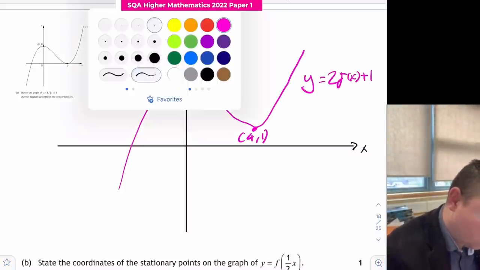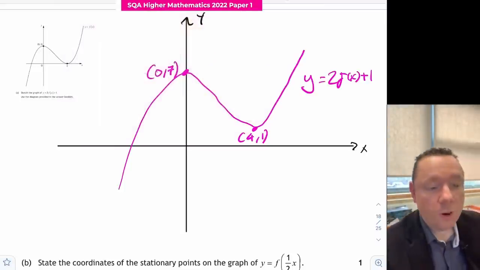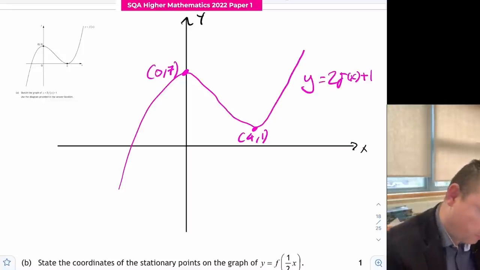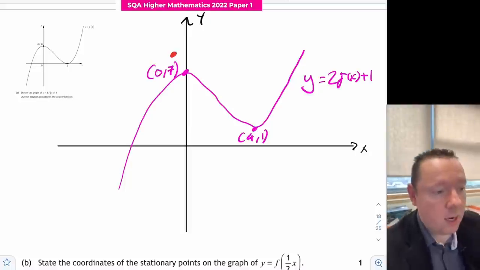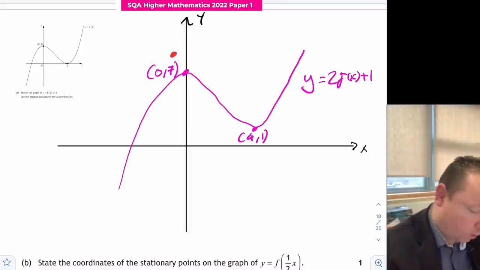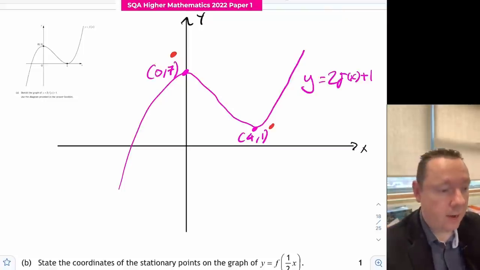So our marks for this: you get one mark for a vertical scaling of a factor of 2, which you can see from the graph. By that, we can see that you've timesed by 2 somehow. You get another mark for adding 1, so we can see you've moved up by 1. You're getting this from the turning points, really. And then transformations applied in the correct order.